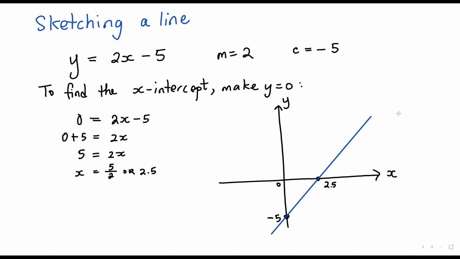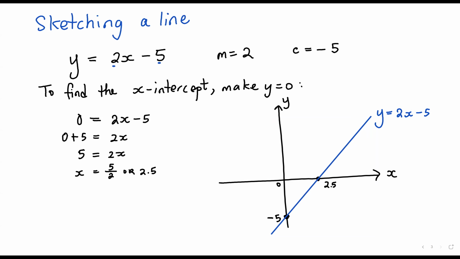Right? This is the equation. This is the graph of the equation y is equal to 2x minus 5. So really, all we did here is look at the equation. We saw that m is 2 and c is -5, which are the gradient and the y-intercept respectively. And then to go one step further, I wanted to find the x-intercept, which is where the graph will cut the x-axis.